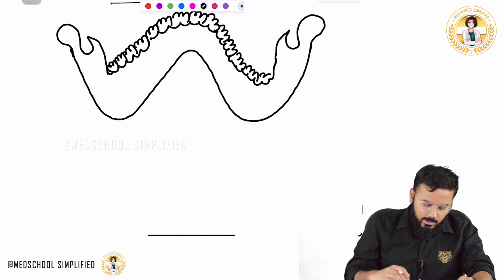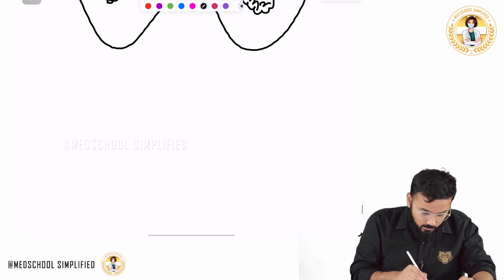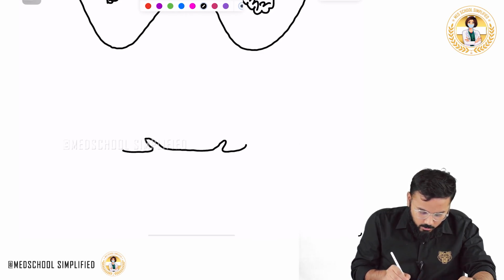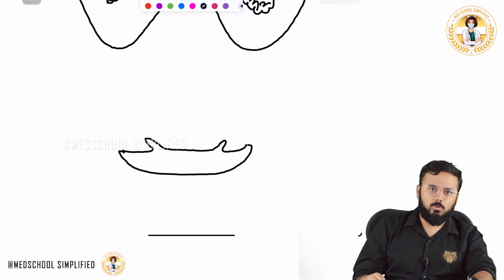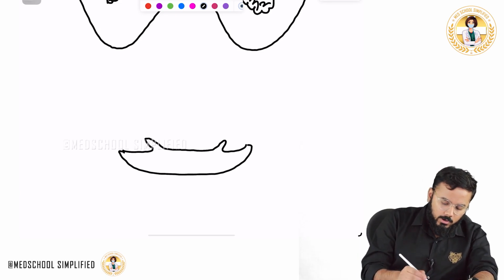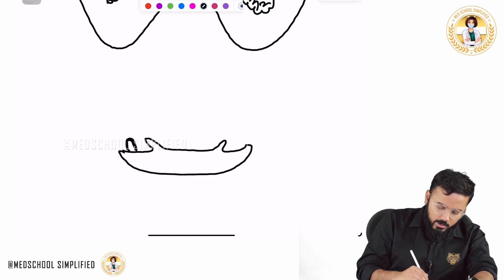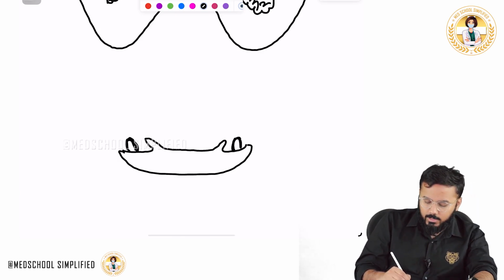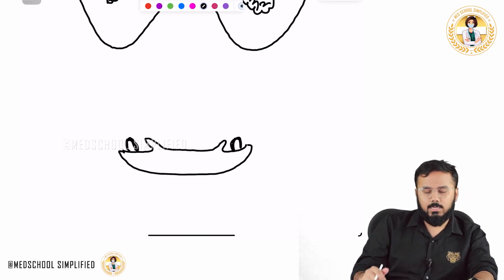Now after that, down here we will draw one more bone, and this bone over here would be your hyoid bone. This particular bone over here is called your hyoid bone. Now on either side of the hyoid bone here, you have got a ring, a fibrous ring over here, through which the muscle passes.